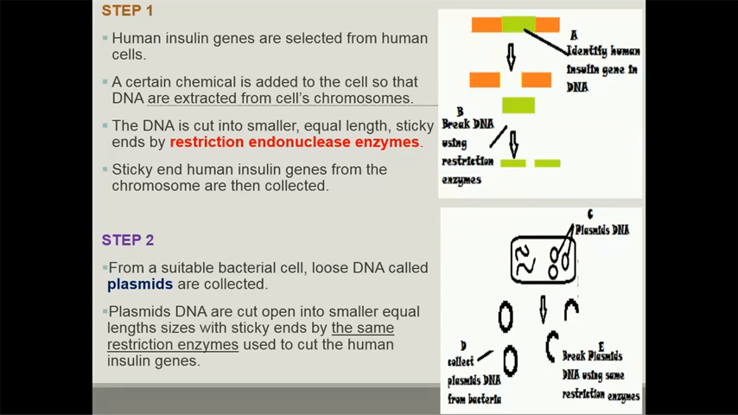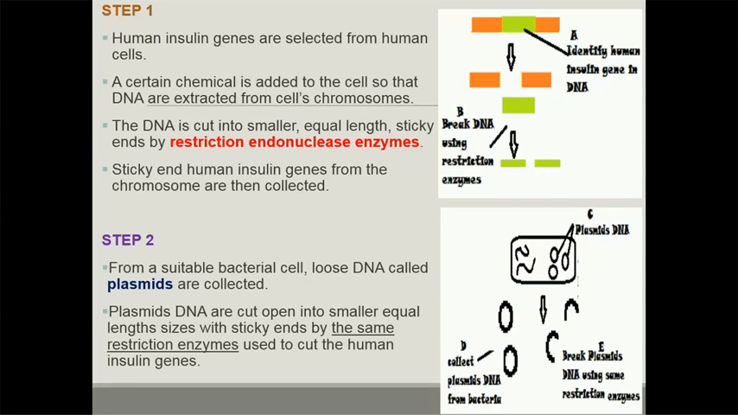What did I just explain? The first thing is to locate the human cells. From these human cells, you locate the human insulin genes. Now, these human insulin genes contain DNA, so the DNA needs to be located for insulin, of course. And then these DNA are cut into smaller sticky ends by restriction enzymes, and then they are set aside.